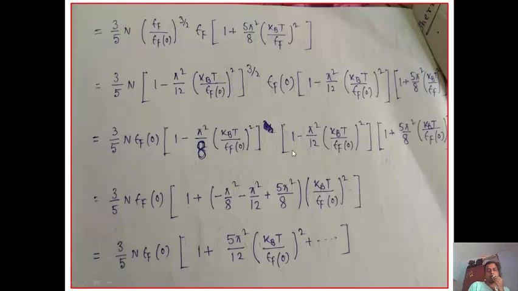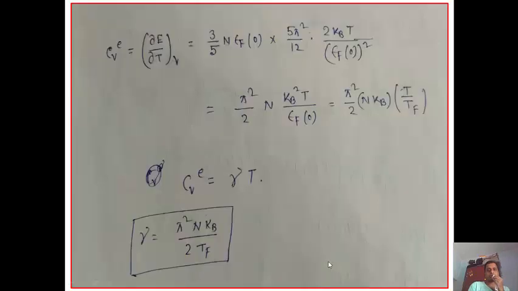And multiplying all these and taking only the first term, which is a whole square, kBT by epsilon f whole square, we get these values: 3 by 5 n epsilon 0 into 1 plus 5 pi square by 12 kBT by epsilon f whole square.